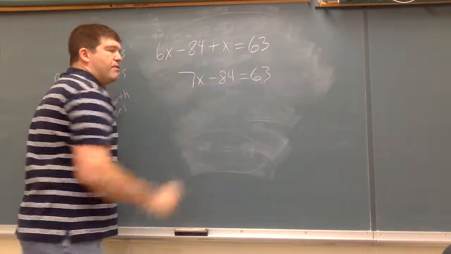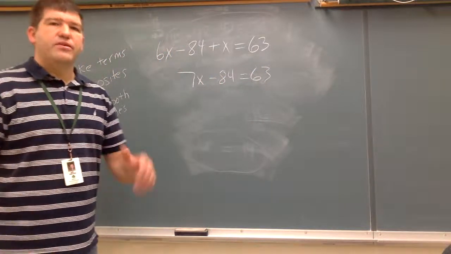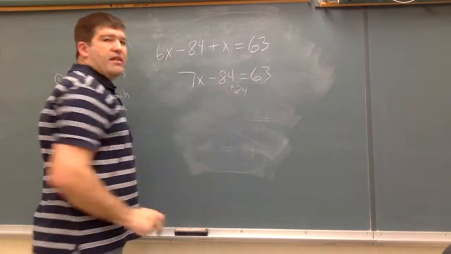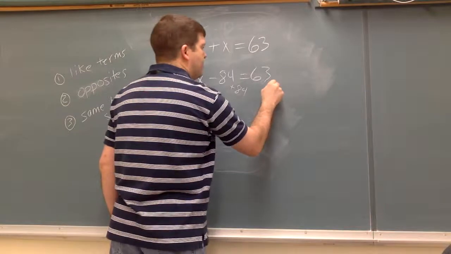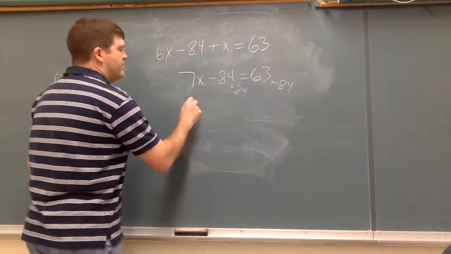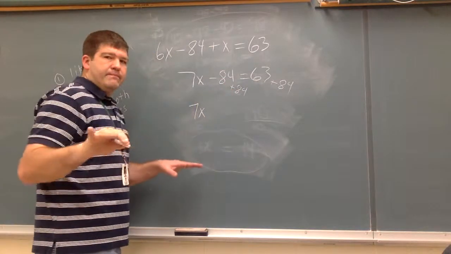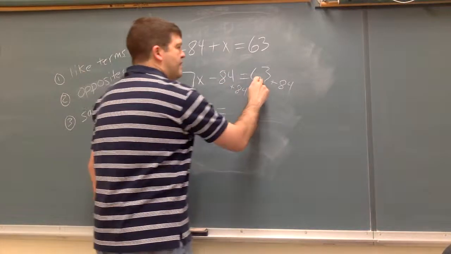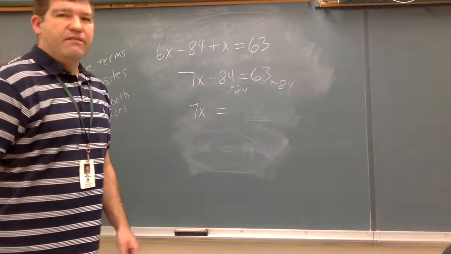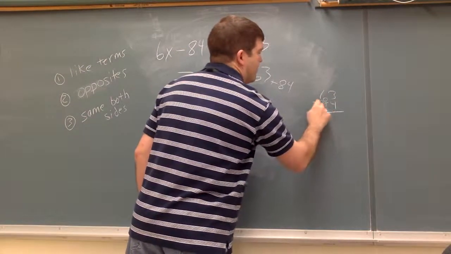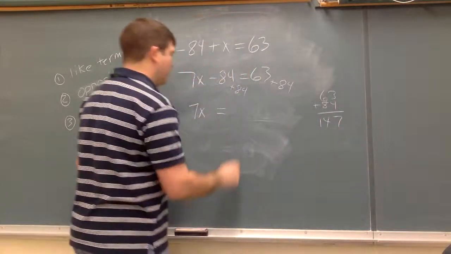Want to get rid of this 84. It's minus 84, so I do the opposite. I add 84. If I do it on that side, I got to do it on the other side. Plus 84. So I have 7x minus 84 plus 84, 0, equals 63 plus 84. Okay, 63 plus 84, 147.